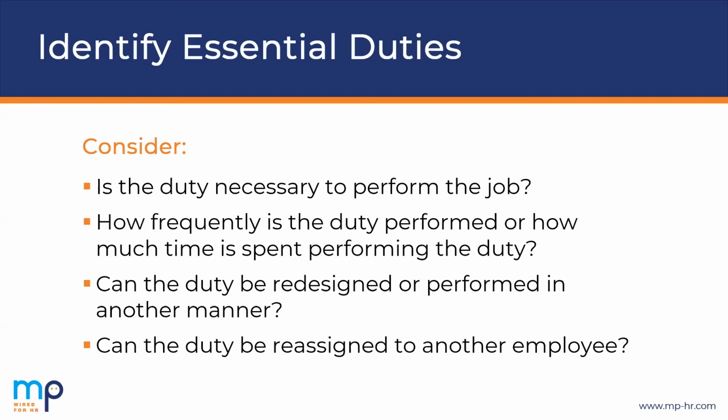So when we're identifying them, it can be challenging. Things to consider to include, or how to build them, is the task necessary to perform the job? Do you have to do that in order to perform this job? How frequently is this performed, or how much time is spent performing that task? Can the task be redesigned or performed in another manner?